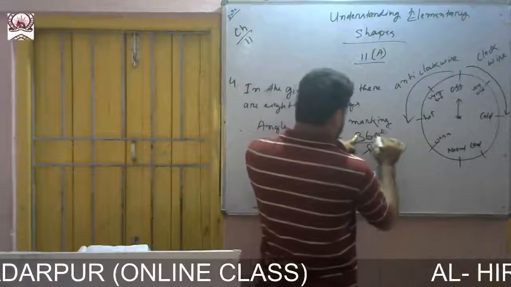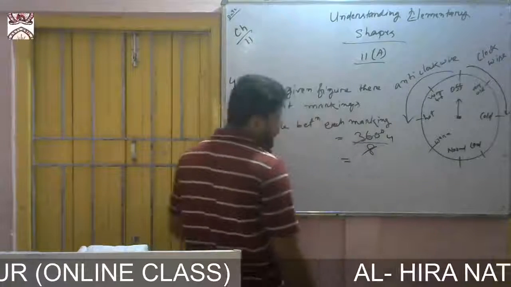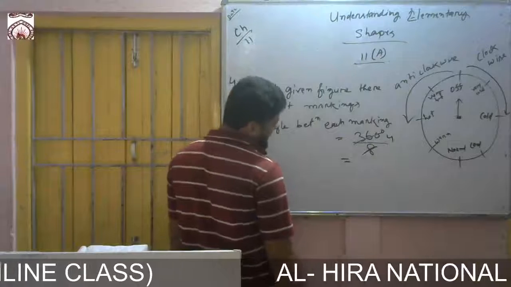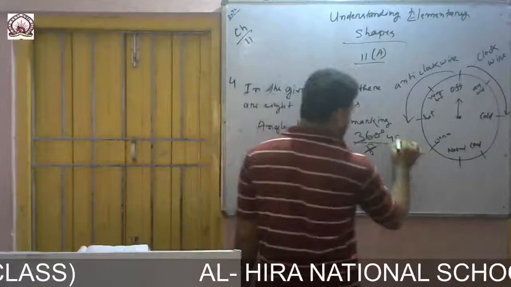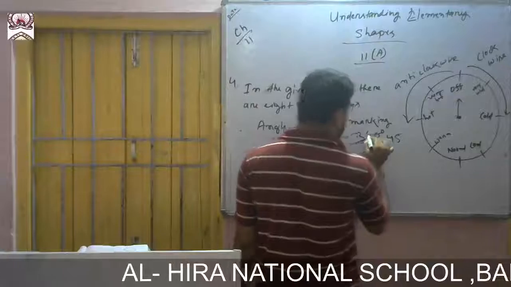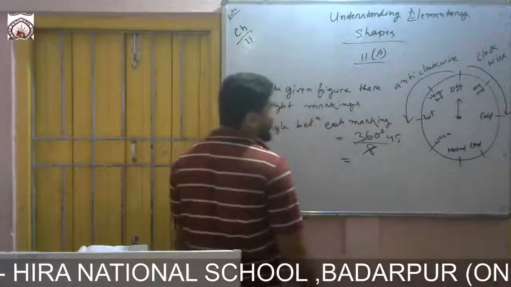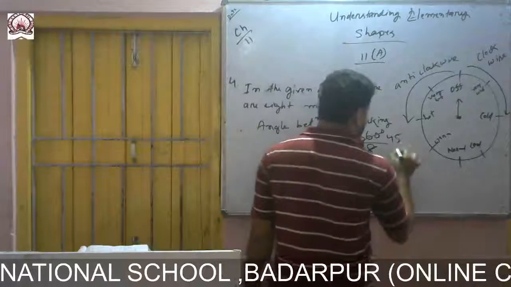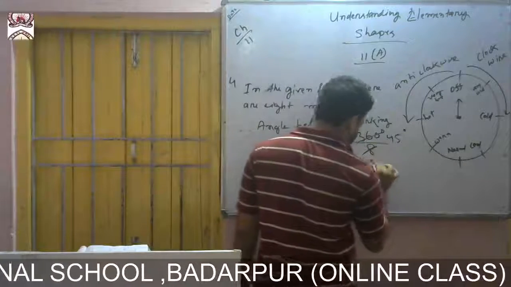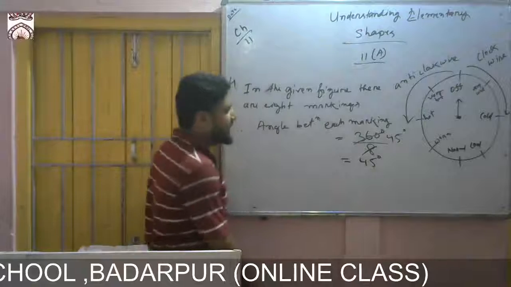8, how many? 8 fours are 32. Then what remains? 6. 8 fives are 40. Here 6 remain, and 4 remain. So if you take 4 here, it will become 40. So 8 fives are 40. So it is 45 degrees.